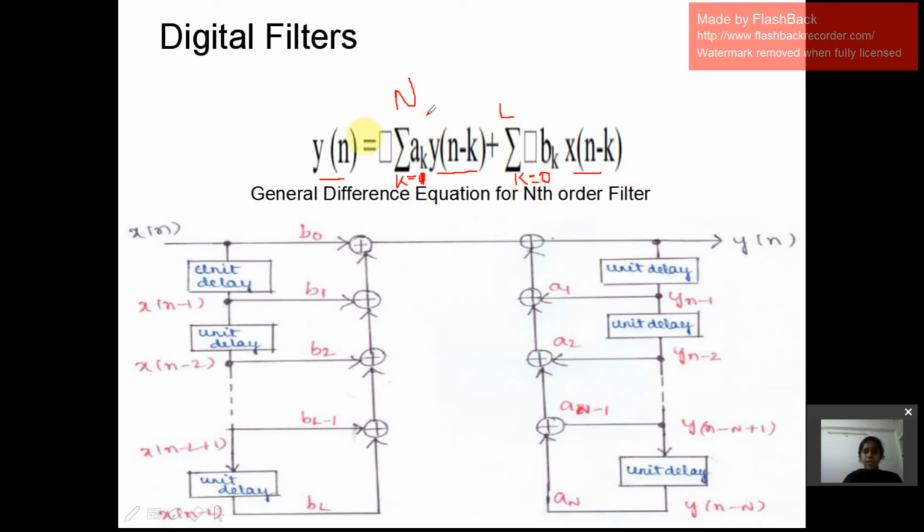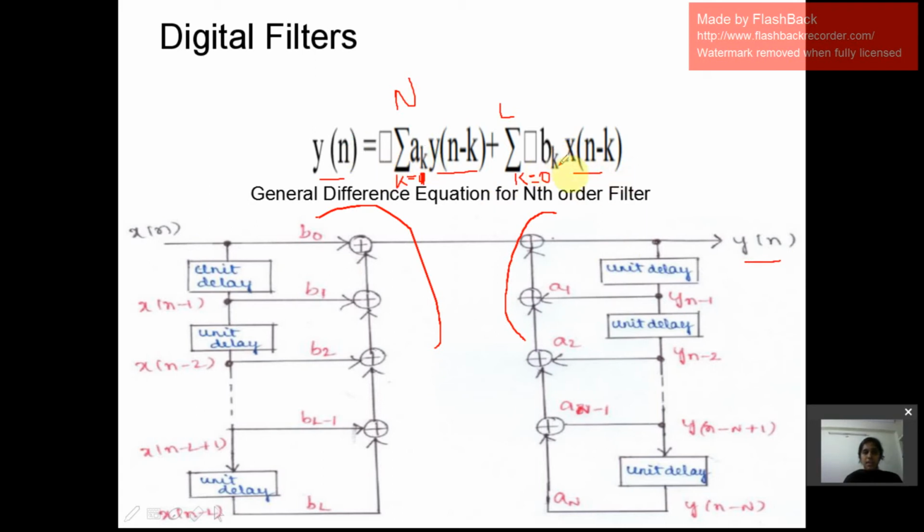The implementation of this general difference equation is shown below. Looking at this equation, you can relate it with this diagram. First we'll look at this part, like the first stage, and later on we'll look at the second part, and the addition of these two we will get as the output. We can see that from the equation.